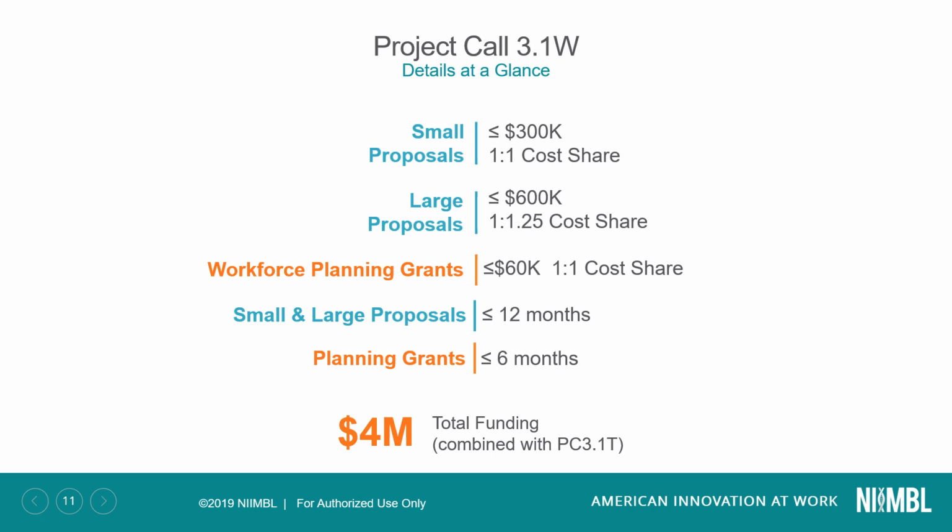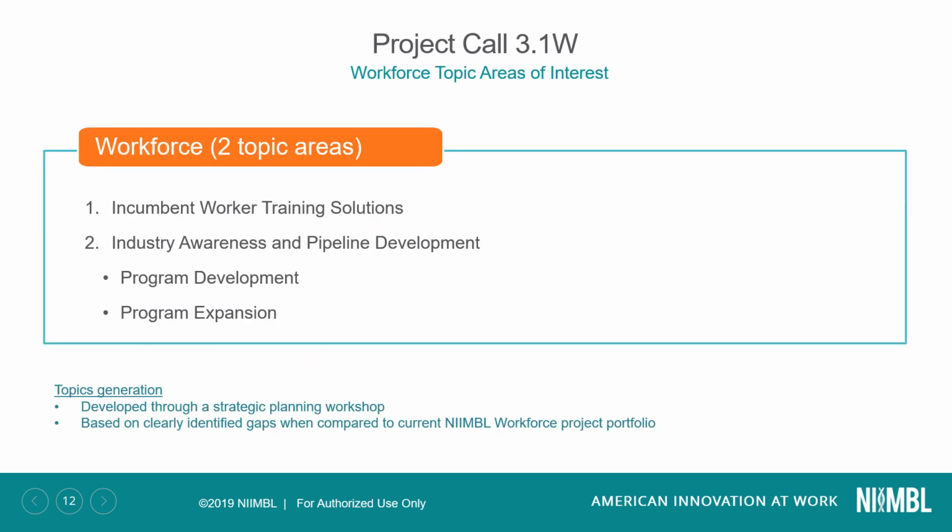We mentioned it before, I'll reiterate again, that the total funding that's allocated between PC 3.1T, the technology side, and 3.1W, the workforce development side, is $4 million. It's not necessarily an equal split. That will be decided later based on the proposals that come in and the decisions based on our governing council, governing committee.